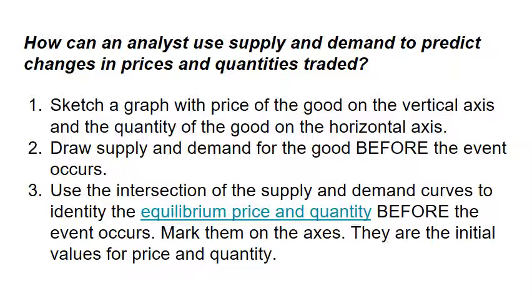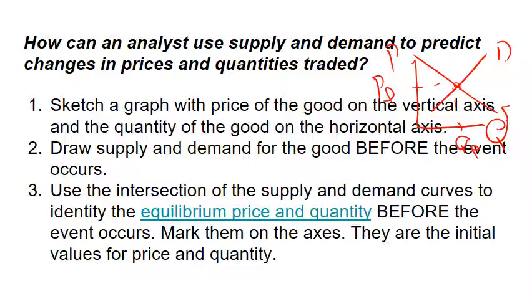First, you want to sketch the graph of the good with price on the vertical axis and quantity on the horizontal axis. Price, quantity. Then you draw the supply and demand of the good before the event occurs. Demand, supply. You now know the equilibrium price and quantity before the event. Mark them on the axis. They are the initial values for price and quantity.